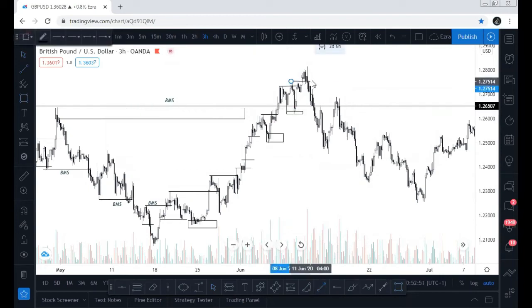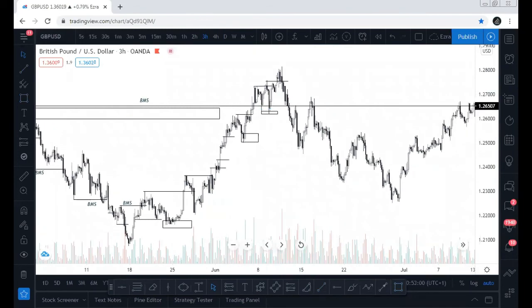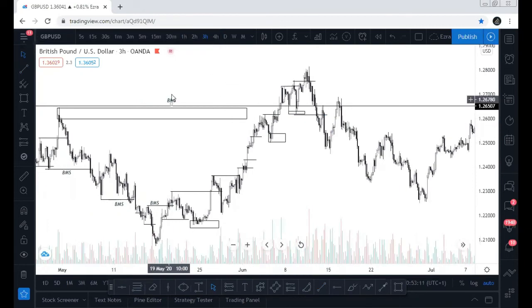Then it came and broke a sponsor candle. Then we call it a BMS. We call it a BMS, but that is not the real BMS. Now why are we not calling it the real BMS? Because structure has taken a new structural high.